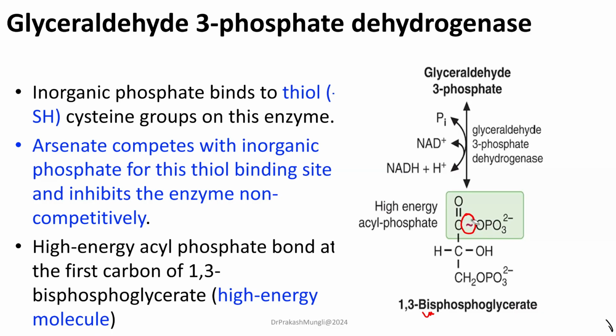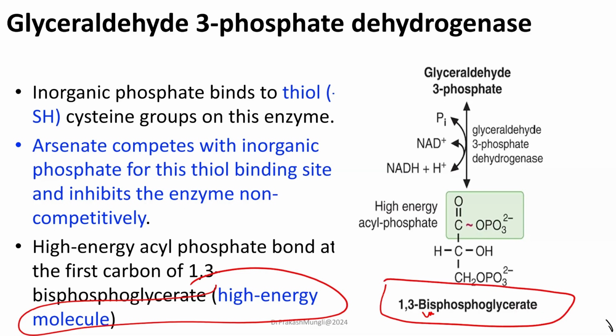So that means in this reaction, there is a high energy molecule that is generated, and that high energy molecule is 1,3-bisphosphoglycerate. So glyceraldehyde 3-phosphate dehydrogenase is going to oxidize glyceraldehyde 3-phosphate into 1,3-bisphosphoglycerate, which is a high energy molecule, where NAD is needed in the reaction and NADH comes out. Now this enzyme has thiol groups. Thiol groups come from which amino acid? SH group. Which amino acid has got an SH group? Cysteine, the amino acid cysteine has an SH group, thiol group.